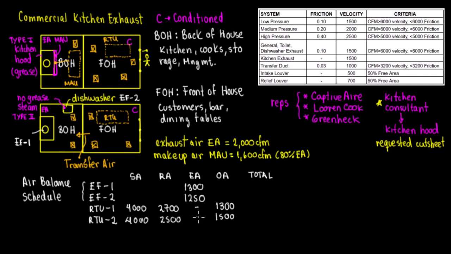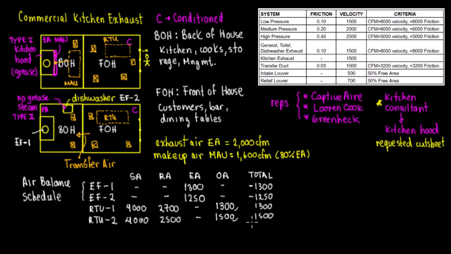Okay, exhaust air, no. So let's put in here no, supply air, no, outside air, no. There we go, we have a total. So in our total, what's my total for the exhaust? It's negative 1,300. Exhaust fan 2, negative 1,250. Exhaust fan, RTU 1, we're bringing outside air 1,300 and 1,500. See, those two. All right, this is my outside air, right?